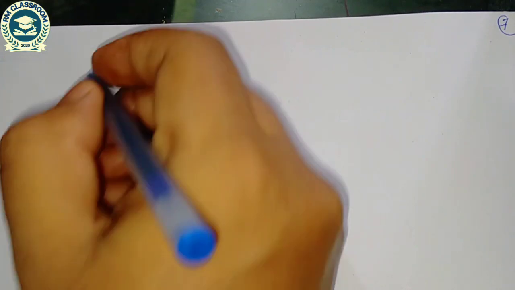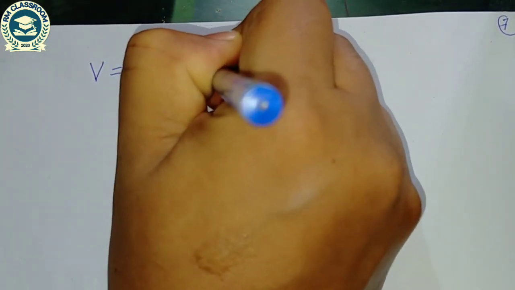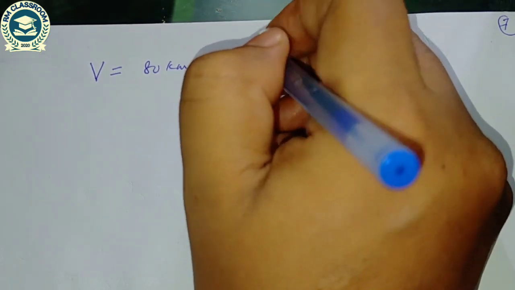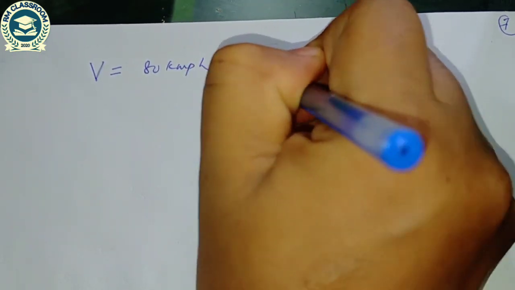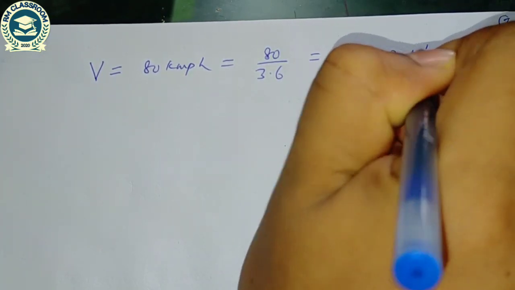So if I compute the value, capital V is given 80 km per hour. So if I convert in meter per second, 80 divided by 3.6, so it is 22.22 meter per second.